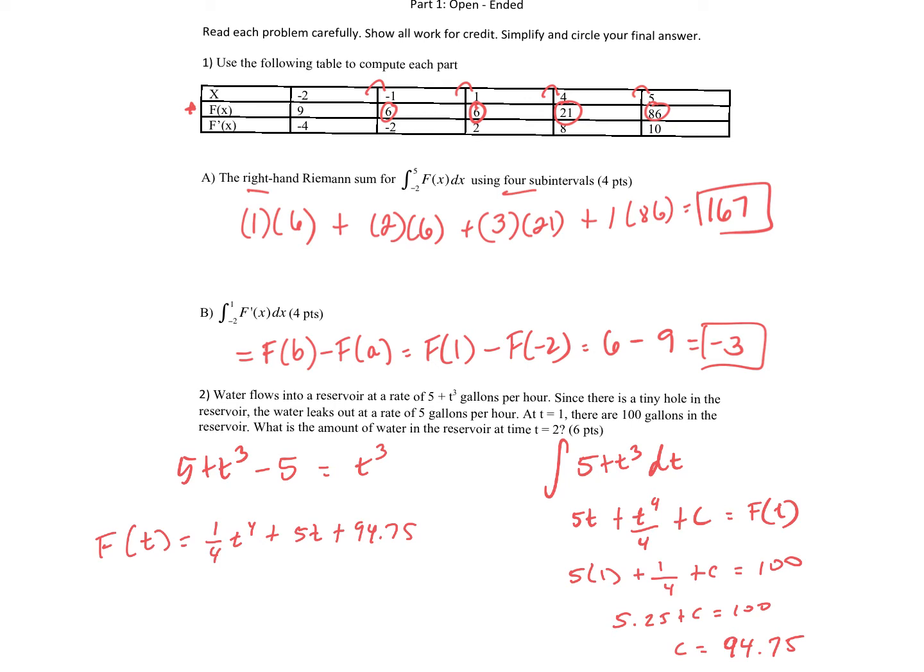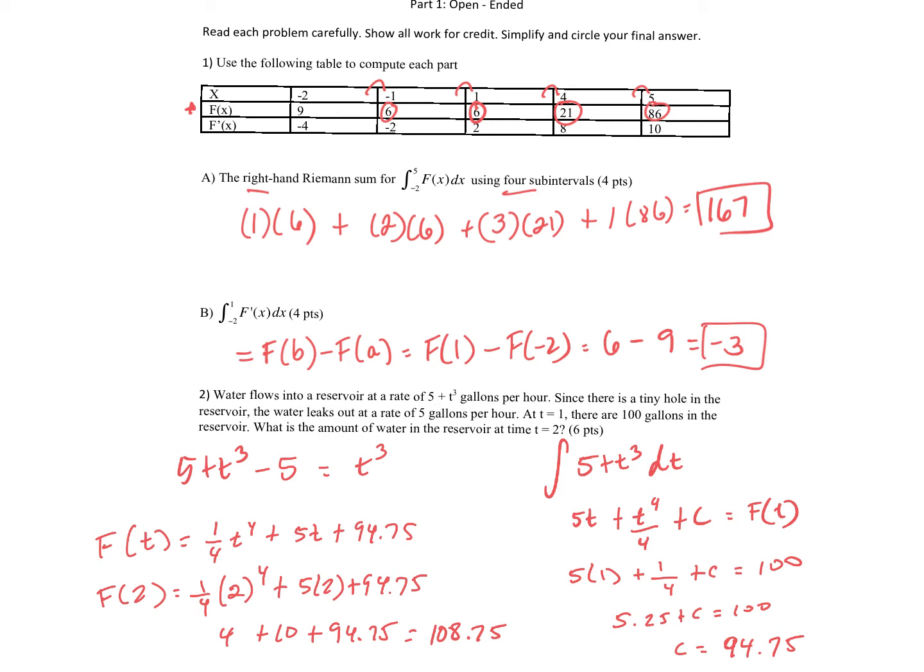I want to know what's going on at 2. So I would have 2 to the 4th is 16, divided by 4 is 4, plus a 10, plus a 94.75. So that should end up equaling 108.75.